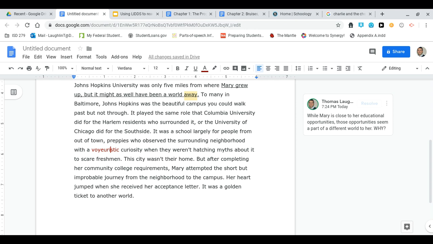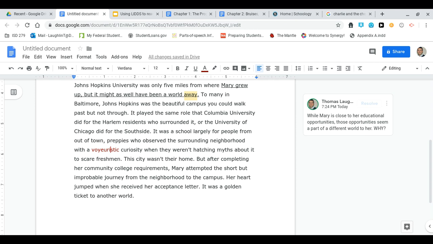Okay, these people in the colleges are looking at the surrounding area as if they're looking on something that's private or sordid or scandalous. There's another definition that says voyeur, that describes voyeuristic as deriving or relating to enjoyment from seeing the pain and distress of others. So this is clearly a negative and almost dehumanizing word that he's using here. Okay, and he goes on, and I'll reread it. So the preppies who observed the surrounding neighborhood with a voyeuristic curiosity when they weren't hatching myths about it to scare freshmen. This city wasn't their home. So he's making this point again. So he's, again, repeating for emphasis.